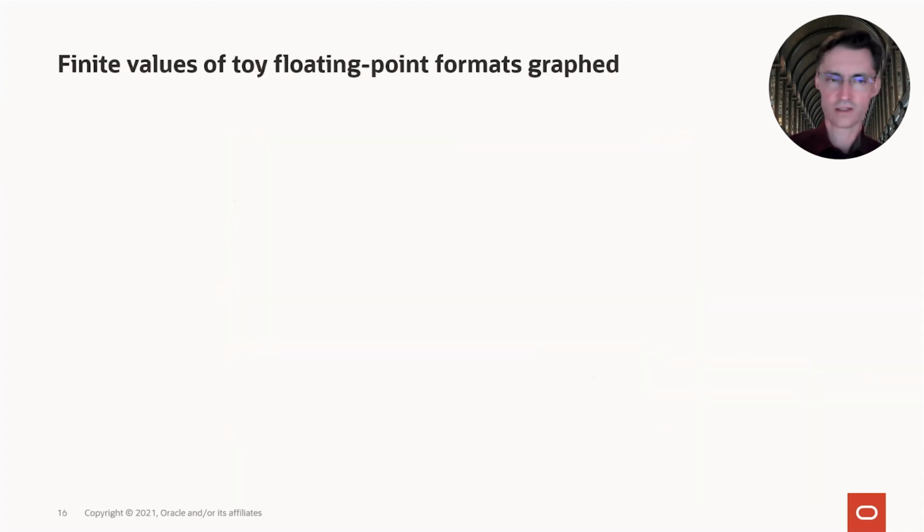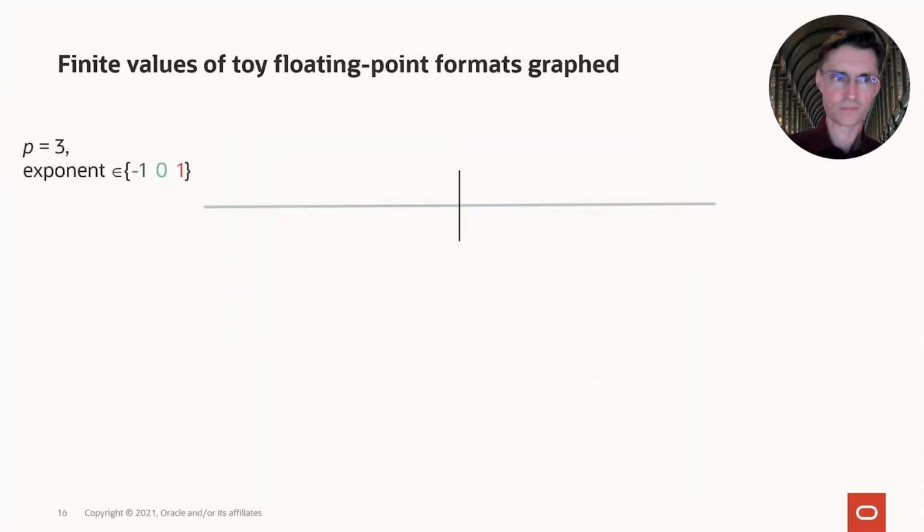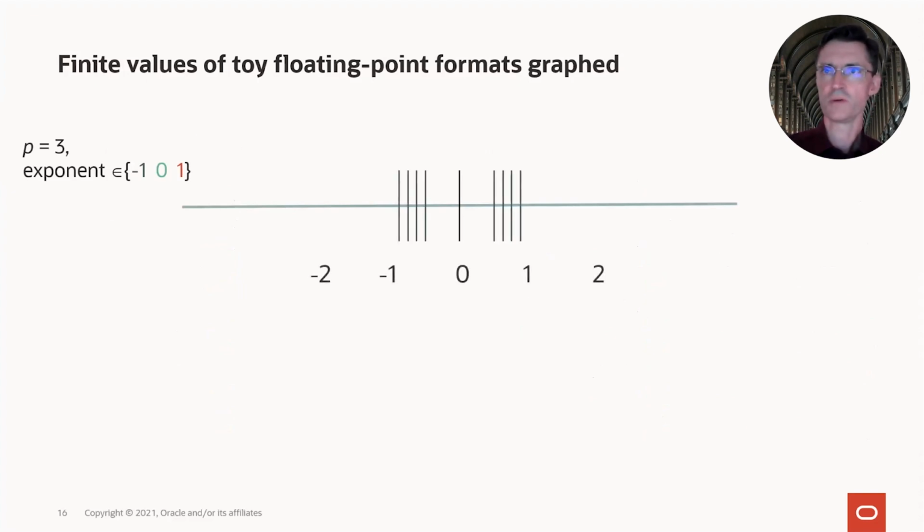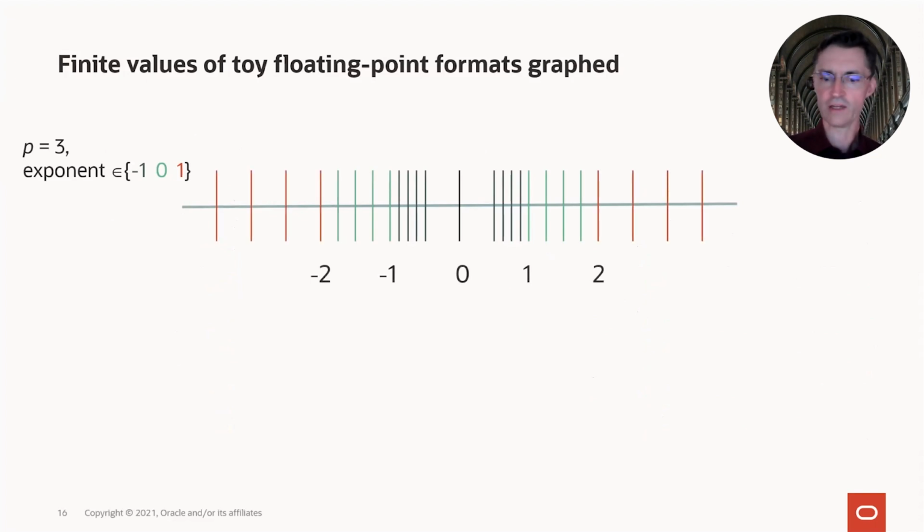We can also look at these values graphically. For p equals 3 on the number line, we have the values where the exponent is -1, 0, and 1. And we can see the numbers are getting more spread out as the exponent increases.